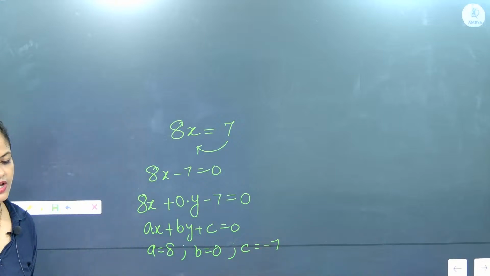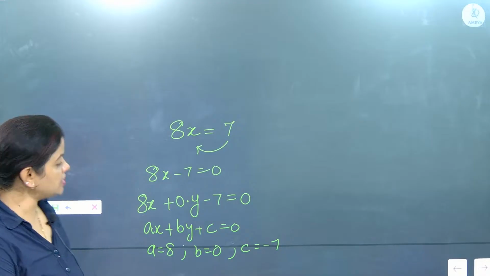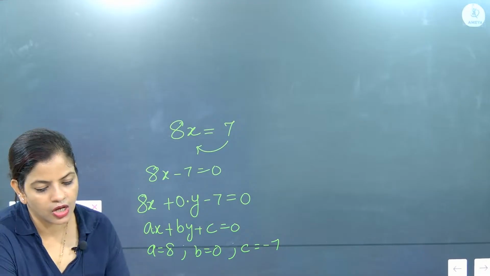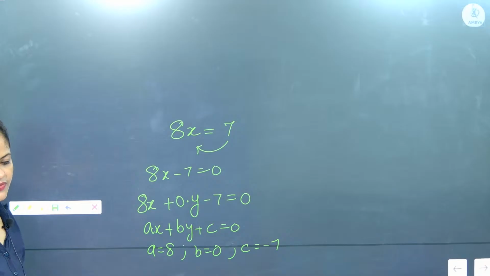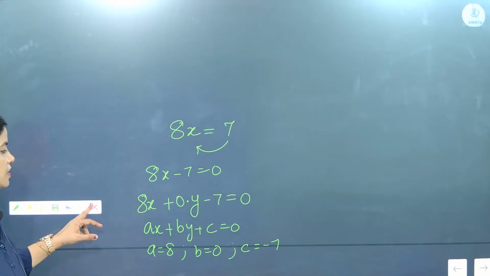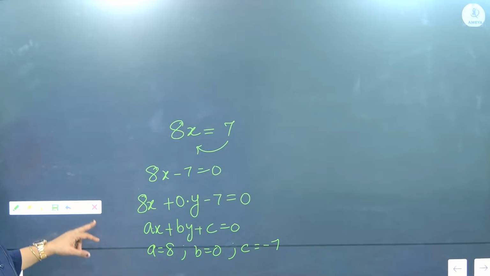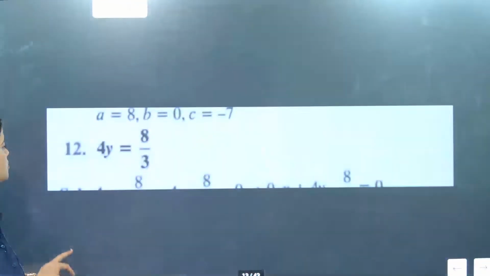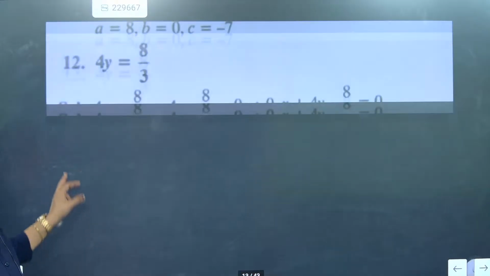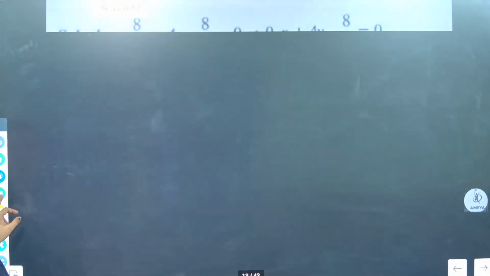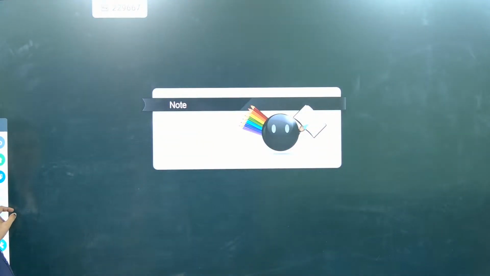Absolutely correct, very good. This is exactly the answer. Understood? Shall we go for the next question, beta? Are we ready for the next question, children? Understood this one? Very good. So now you will solve this one. 4y equal to. Now look at it. I am giving you.